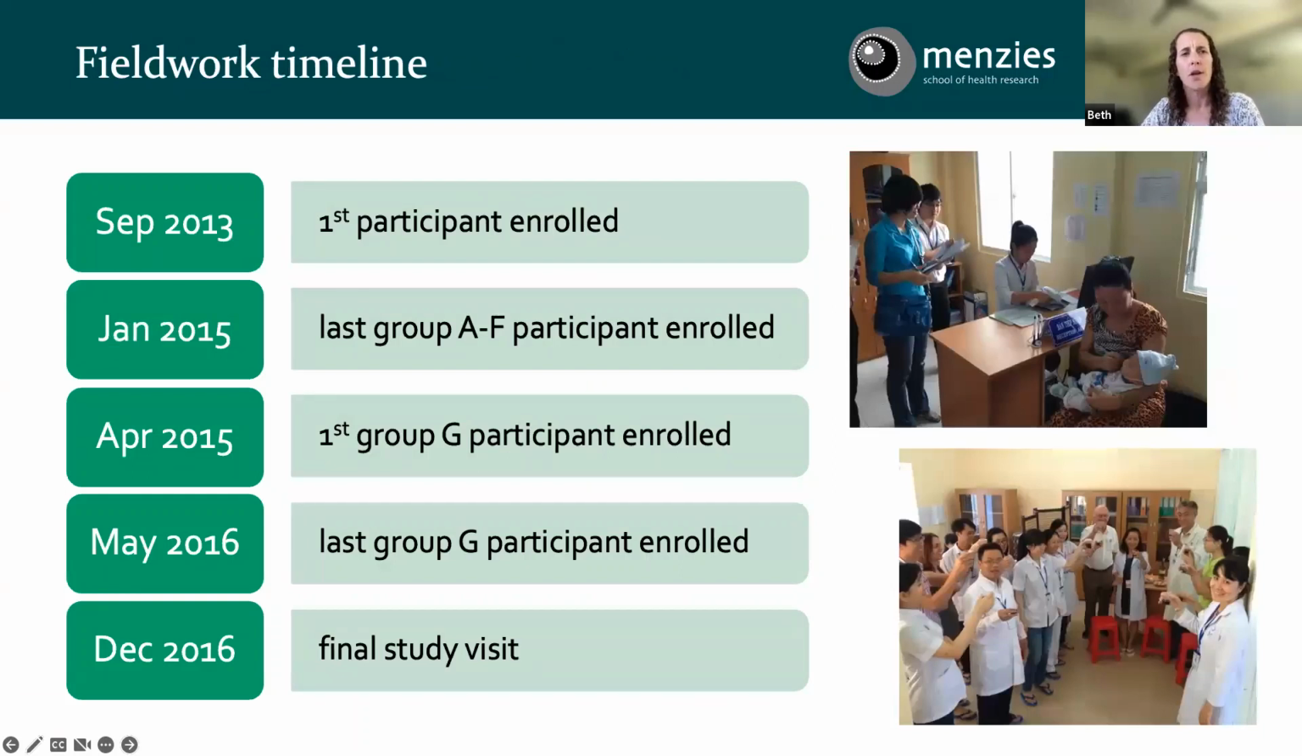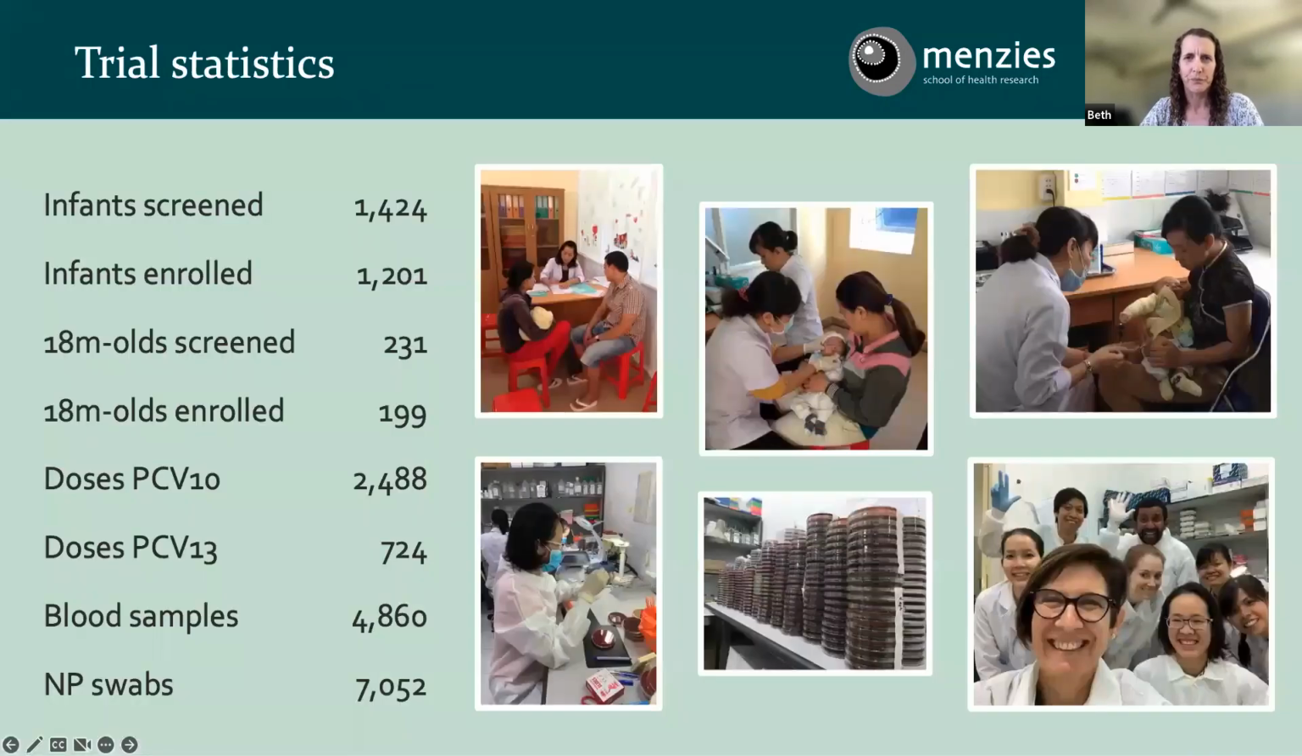A quick look at the timeline for the study. The first participant was enrolled in September 2013, and fieldwork ran through to the end of 2016. The top photo there shows the first child enrolled in District 4, and the bottom photo is us celebrating the recruitment of the first child into District 7.